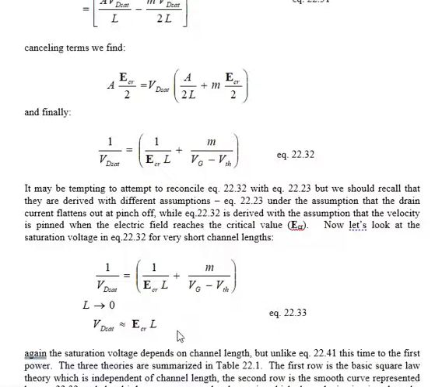232 is almost there. The only thing left to do is to say what happens to VDSAT when L becomes very small, specifically when E critical times L becomes very small. So when L goes to 0, this term becomes very large. It completely dominates, and VDSAT goes to E critical multiplied by L.